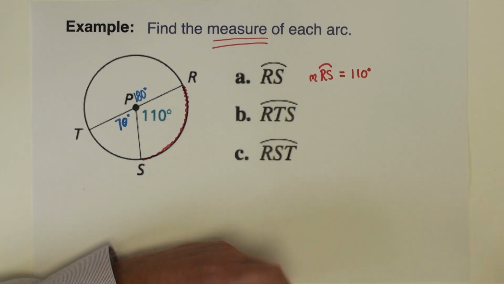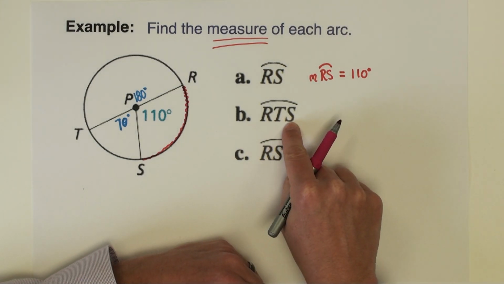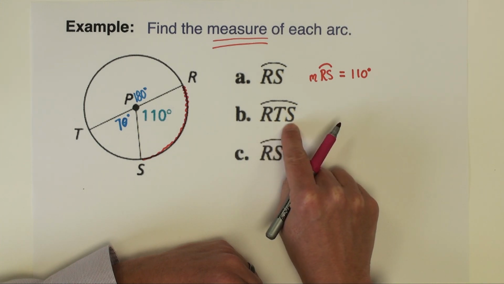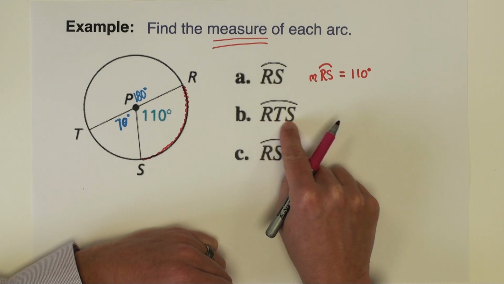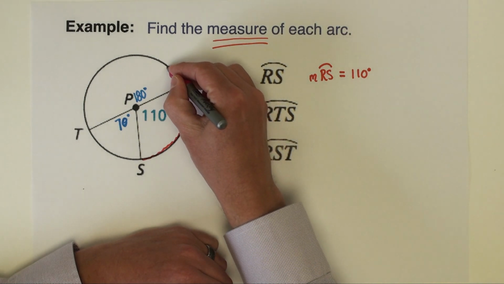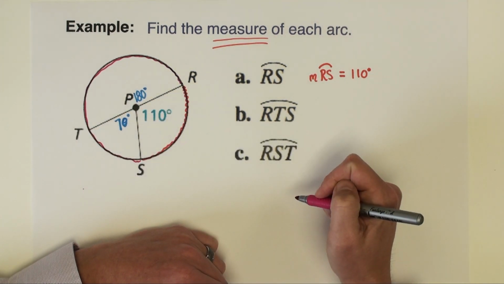The next one is RTS. So RTS is going to start at R and end at S. It's going to go through point T on the way from R to S. So RTS is going to be this arc, goes all the way around that part of the circle.